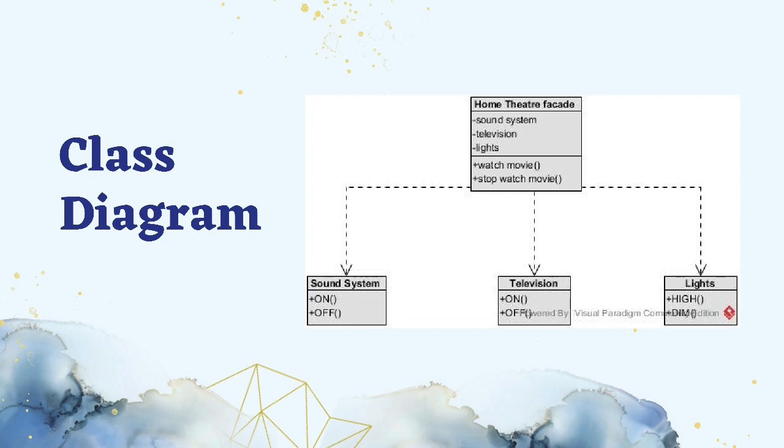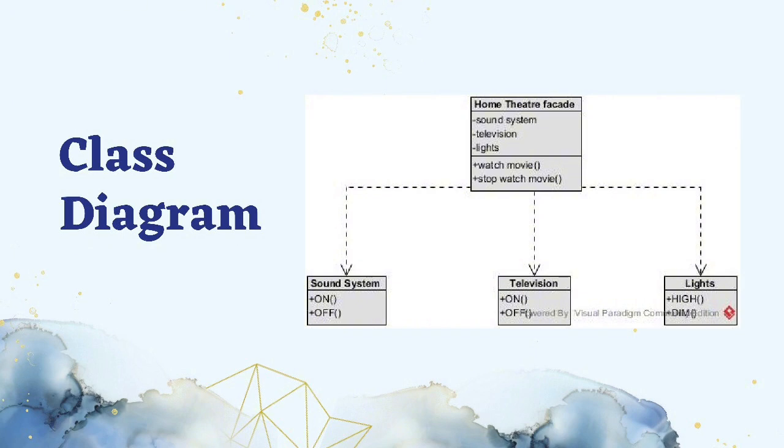The subsystem classes include sound system, television, and lights. Sound system class has methods to turn the sound on and off. The television class has methods to turn the TV on and off, and the light class has methods to dim the lights on and to turn them off.